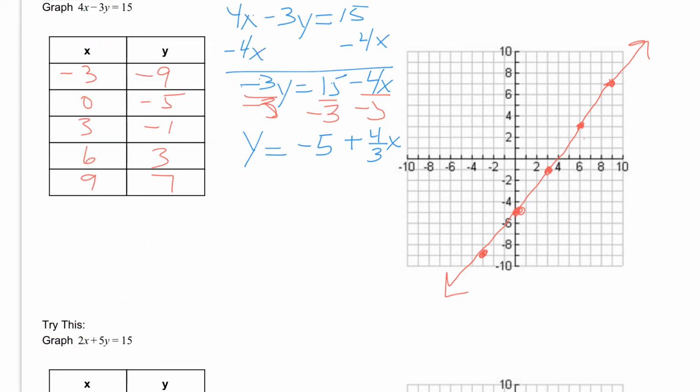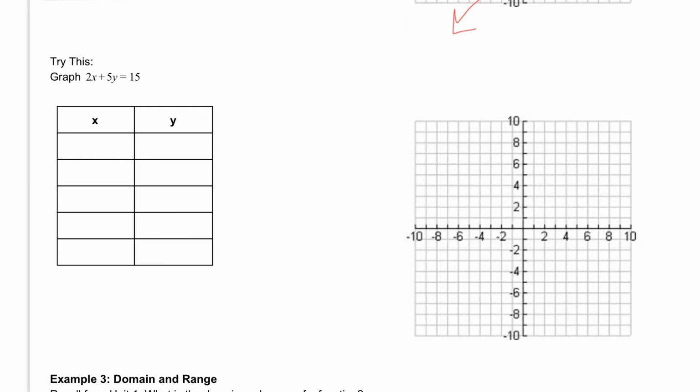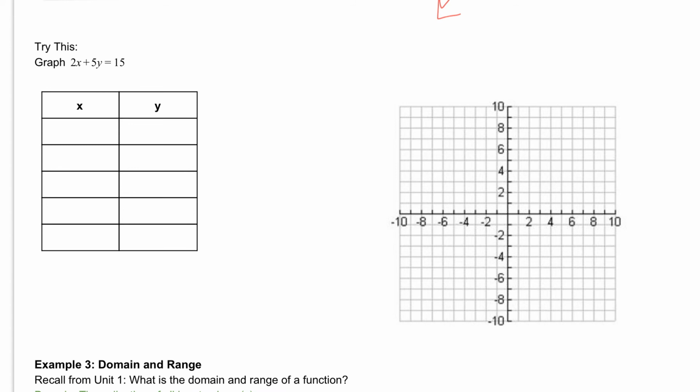Now I would like you to try this. So if you kind of scroll down here, I want you to solve for y, get your table, get your graph, and then check your answer. So go ahead and pause it now.